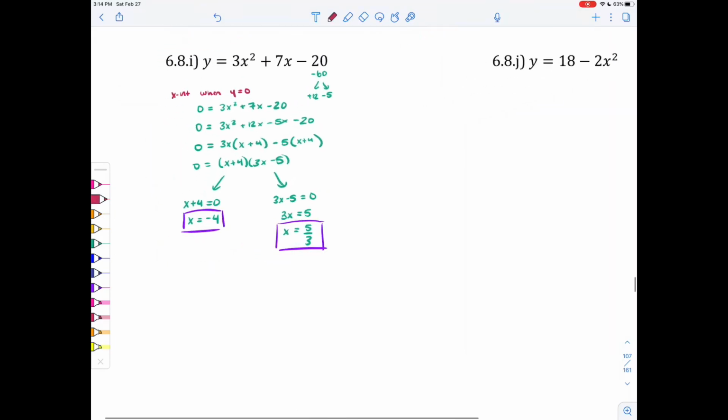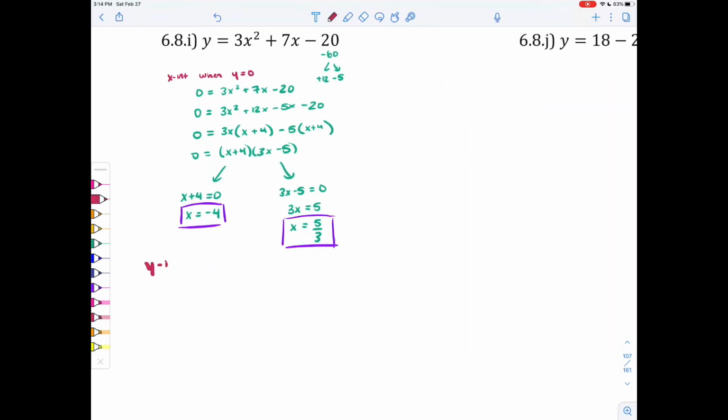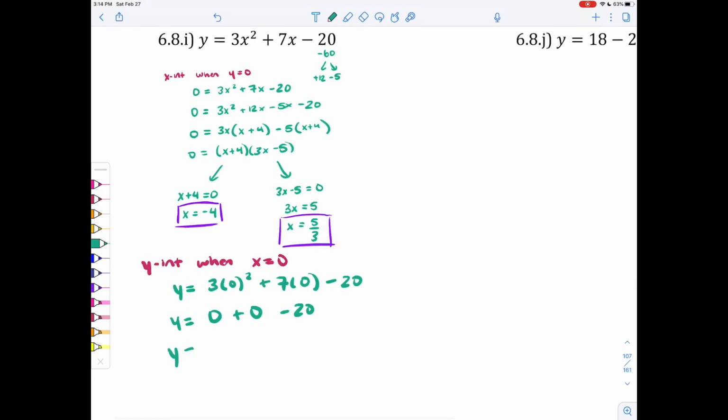So now I'm going to find my y-intercept. Again, that occurs when x is equal to 0. So I have y is equal to 3 times 0 squared plus 7 times 0 minus 20, which gives me 0 plus 0 minus 20, meaning y is going to be negative 20. The value of y at my y-intercept is negative 20, which occurs at the point 0, comma, negative 20.